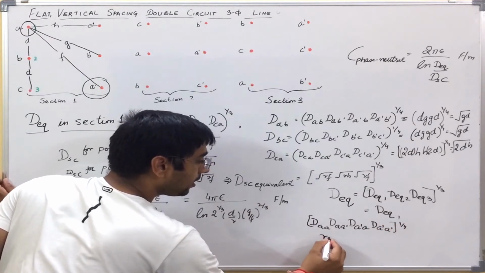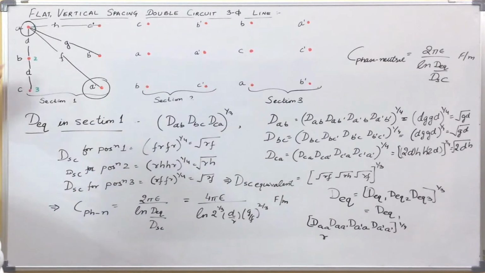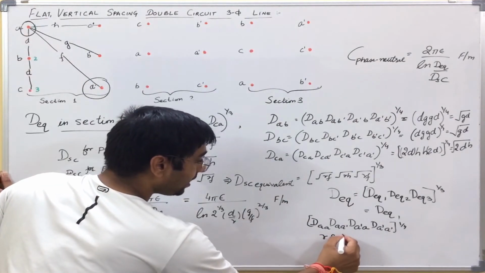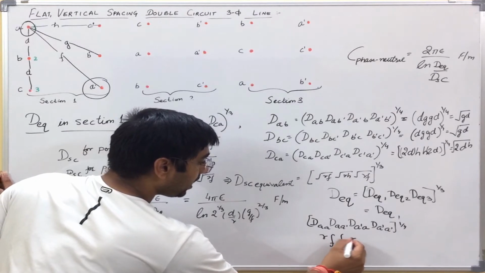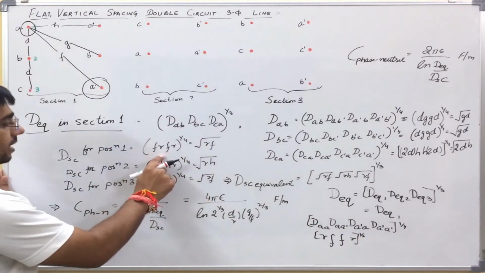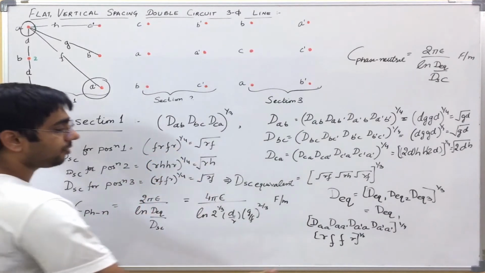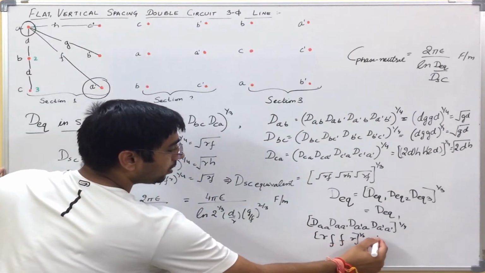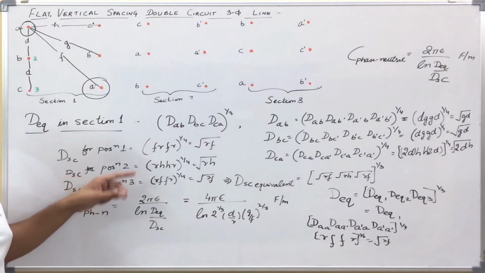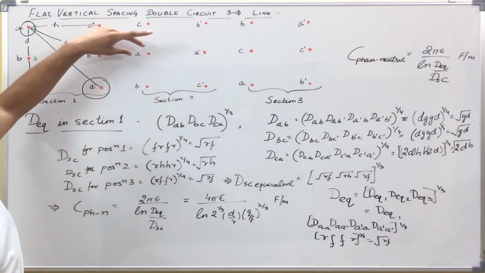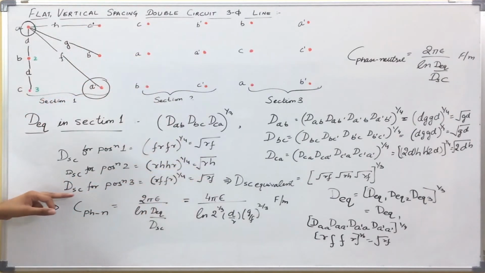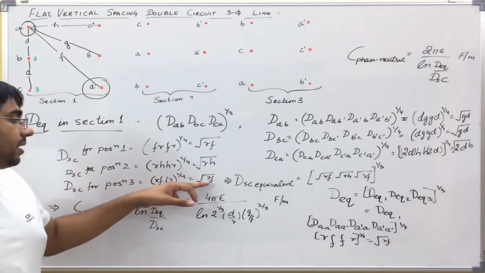DA is R, DA dash is F, DA dash A will be F, and it will be R raised to power 1 by 4, which I have written here. FR raised to power 1 by 4, which will give me value under root of RF. Similarly, I can write DSC for position 2 also for phase A conductors, which will come out to be RH, and for position 3 it will come out to be RF.